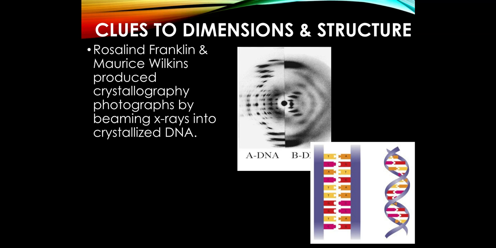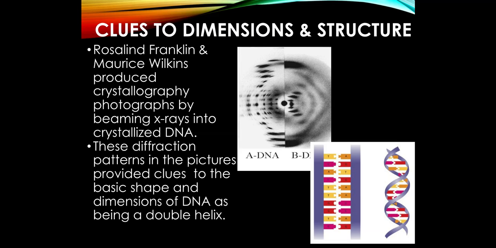So now we're taking a look at clues to dimensions and structure. As you can see, this black and white photo looks really familiar to the movie we saw for the X-ray crystallography. And Rosalind Franklin and Maurice Wilkins produced that X-ray of crystallized DNA, so we can kind of get an understanding of what that helix looks like. These diffraction patterns in the picture provide clues to the basic shape and dimensions of DNA as being a double helix.